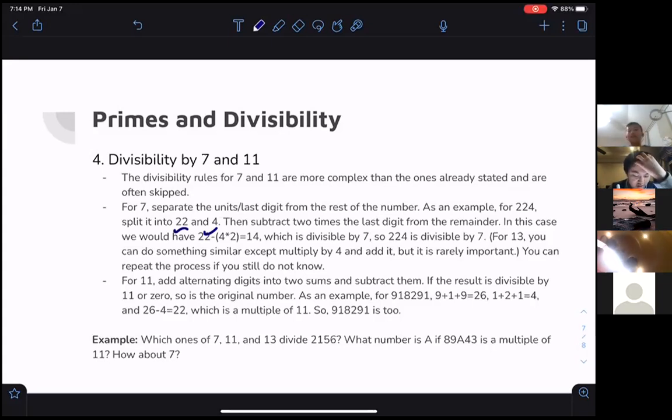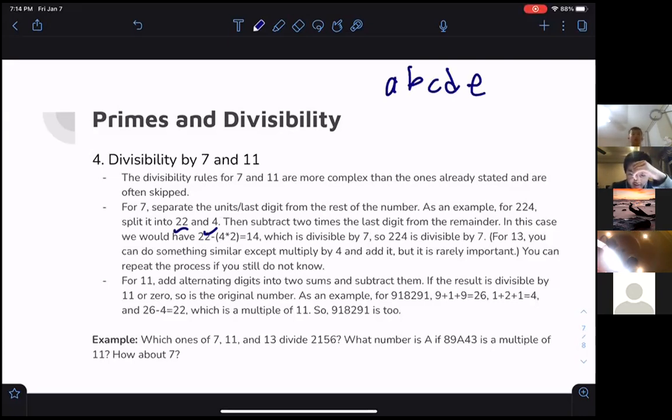For 13, you can do something similar except multiply by 4 and add it, but it is rarely important. You can repeat the process if you still don't know. Really, these divisibility rules, I find that they're just taking advantage of multiples of these numbers that are close to some power of 10. For example, let's say you have some number, A, B, C, D, E. I think 5 digits is good enough.